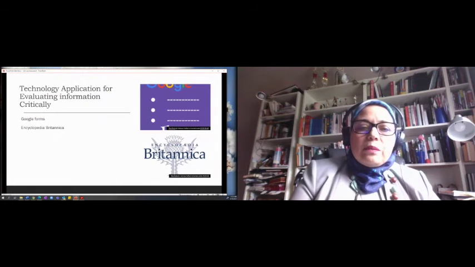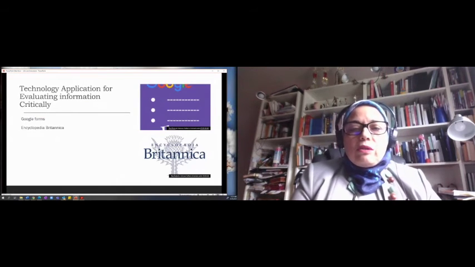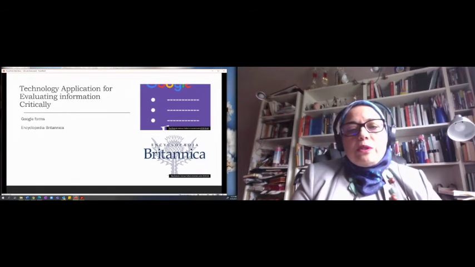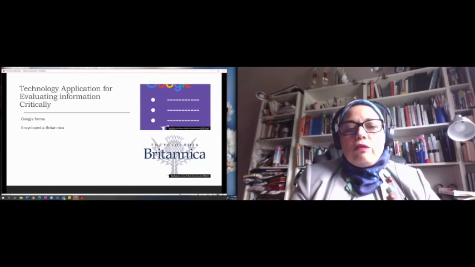Some tech tools help students to evaluate information critically. The key to developing good comprehension skills is the ability to detect core concepts and to understand how the supporting details fit into a larger conceptual framework. It takes effort. For technology application, I suggest Google Forms.